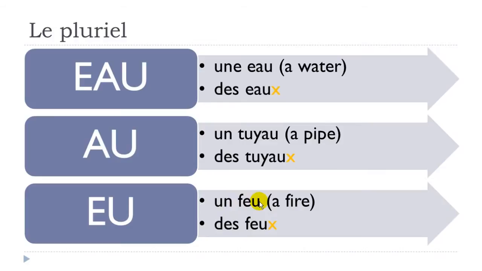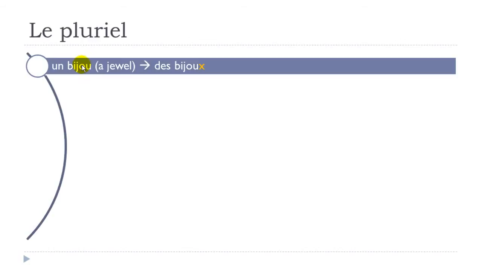There is another group of words. Normally the words ending with o, u, where the sound is ou, normally these words just behave like the others, so you just need to put s at the end. But of course, as usual in French, we've got a few exceptions.